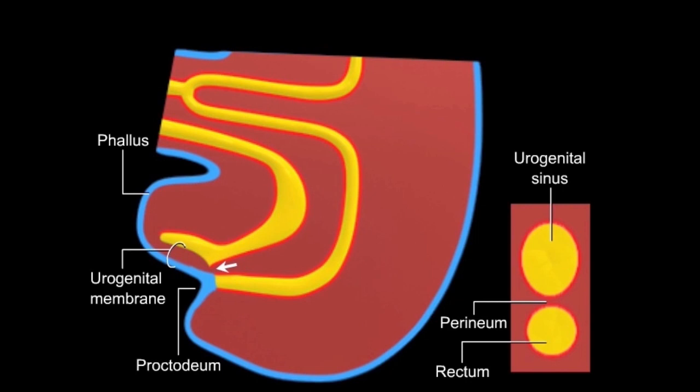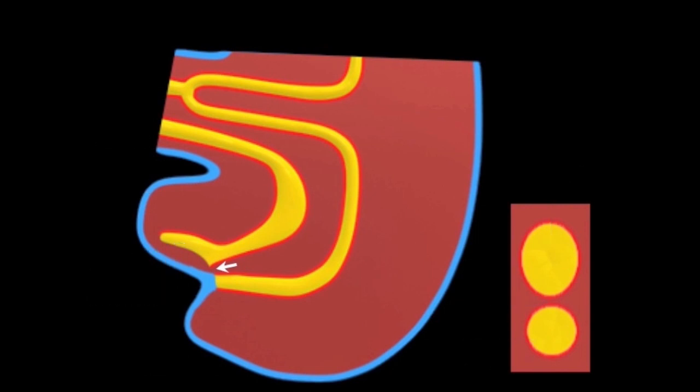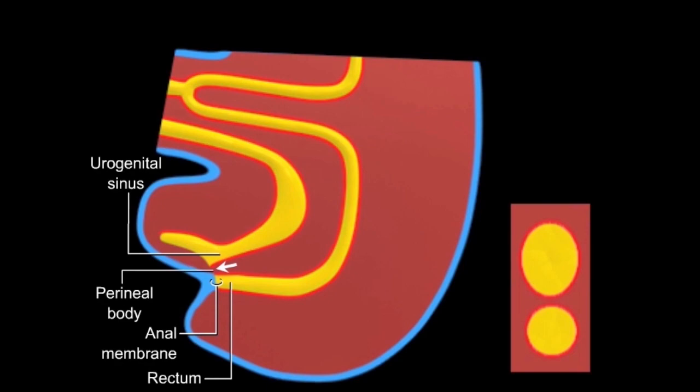By the 7th week, the anterior part of the cloacal membrane ruptures, and shortly after, the anal membrane does the same.